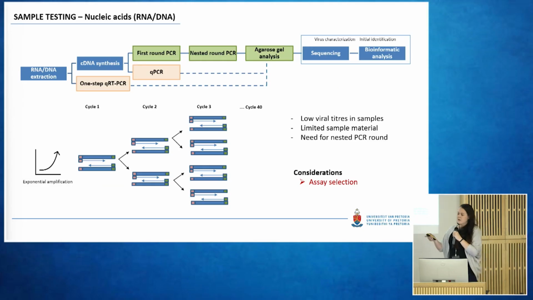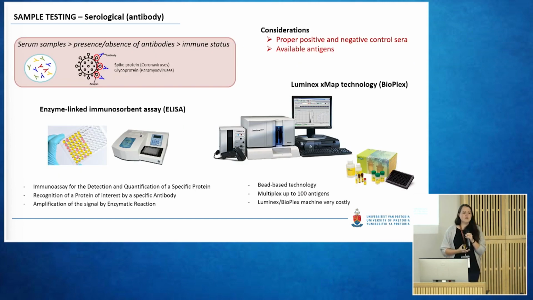Okay, and then agarose gel analysis. As I mentioned, you need a gel tank and a transilluminator to view these results. With real-time or qRT-PCR, you can actually see if your sample is positive or not. But with regular PCR, you will have to analyze the samples on agarose gel to be able to see whether there was amplification or not. I will discuss this part further, after you reach that point, under the section on virus characterization later on in the talk. Then moving on to serological sample testing.